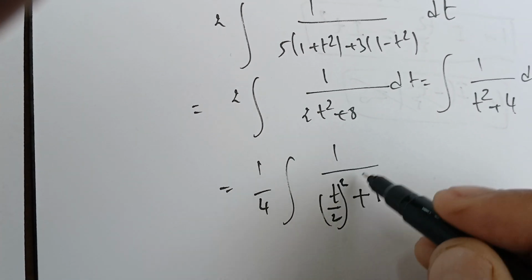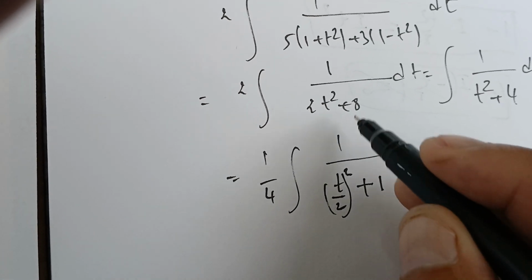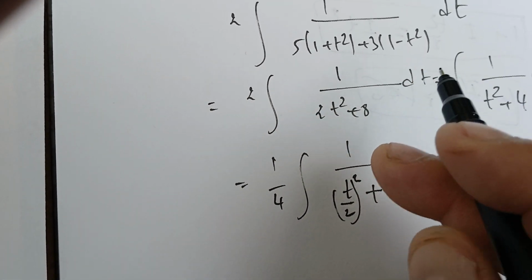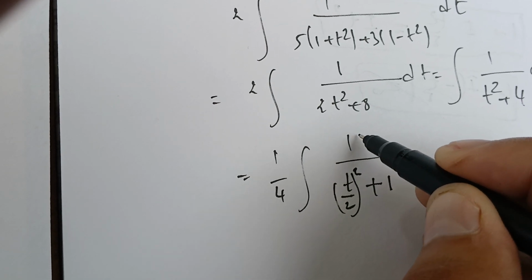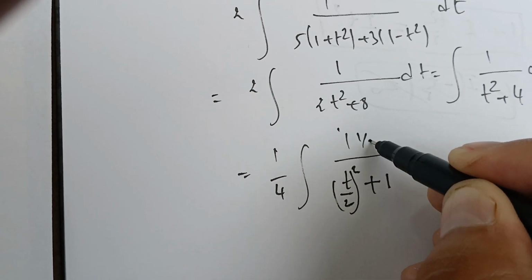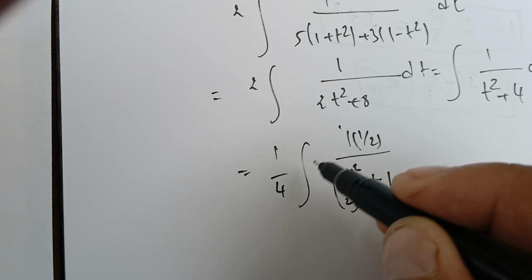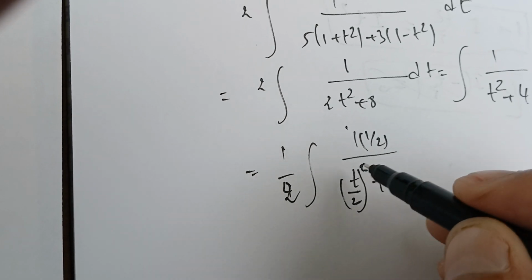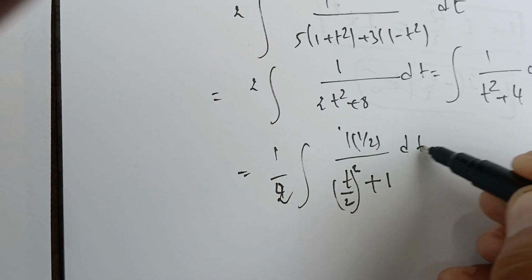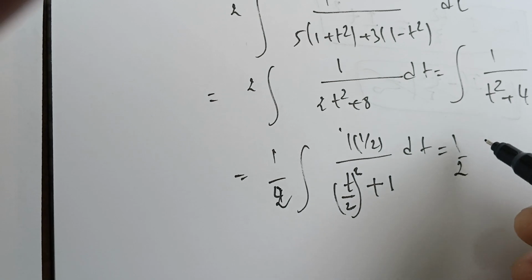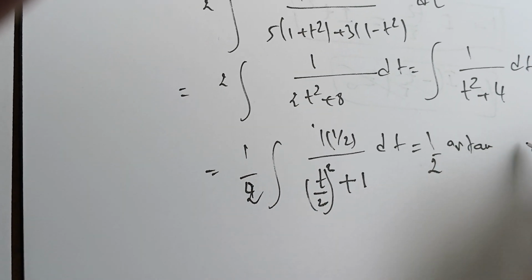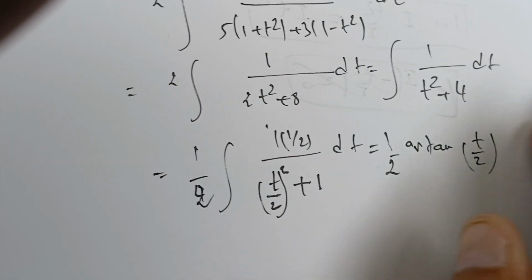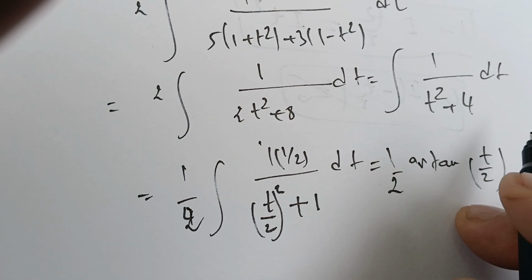And therefore, to have a primitive, we need to multiply by 2 and divide by 2. That means we need to have 1/2 here, and we multiply by 2. This gives us 2 here. And now we see that this is just 1/2 the arctangent of t over 2. Let's forget about the constant for now.